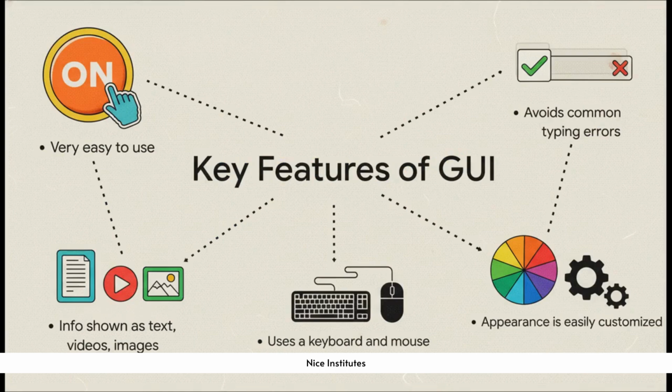So what's the big deal? Why did the GUI basically take over the world? Well, for one, it's just so easy to use. You don't have to memorize a bunch of weird commands, you just look around and explore. Plus, it's kind of got a built-in safety net. It's pretty hard to make a typo when you're just clicking on a big friendly button.